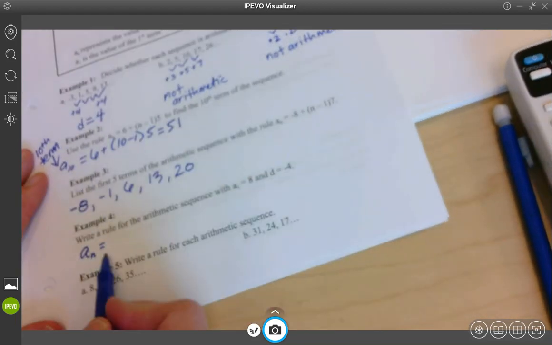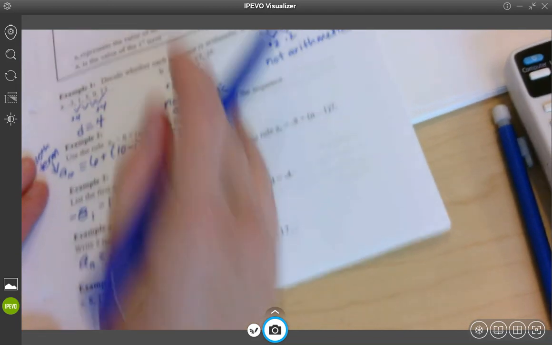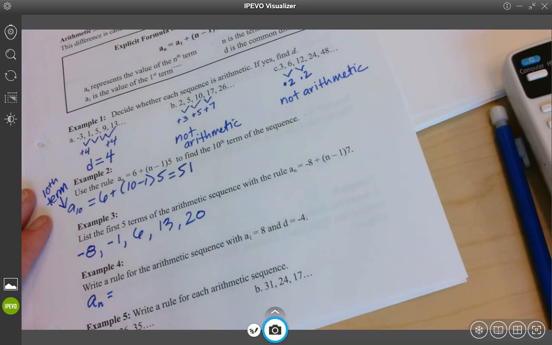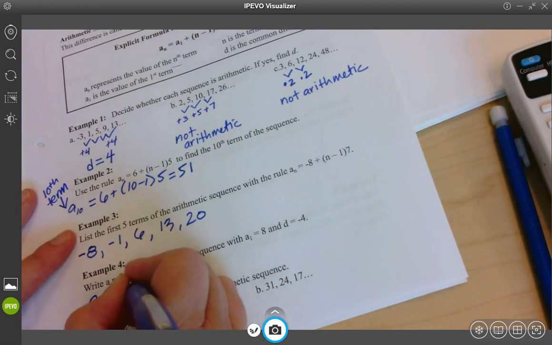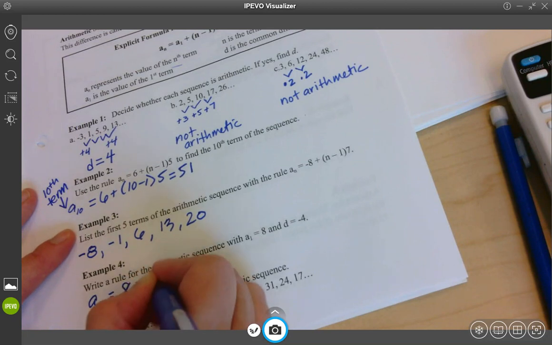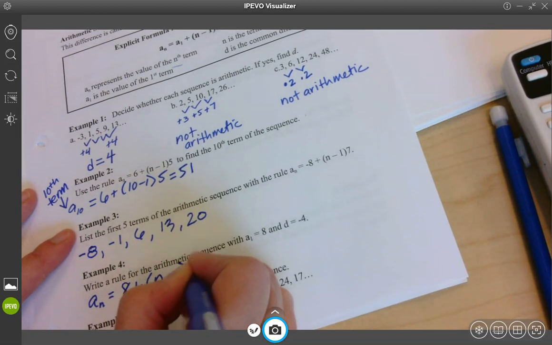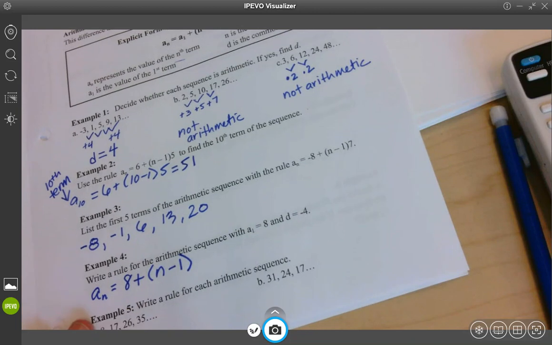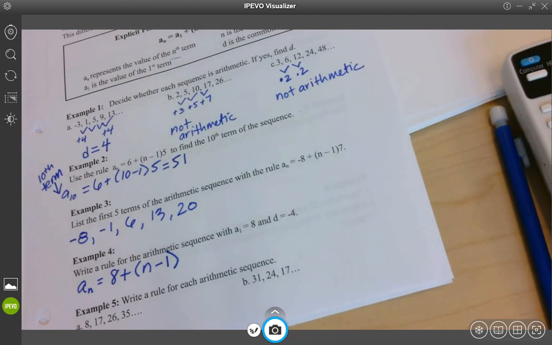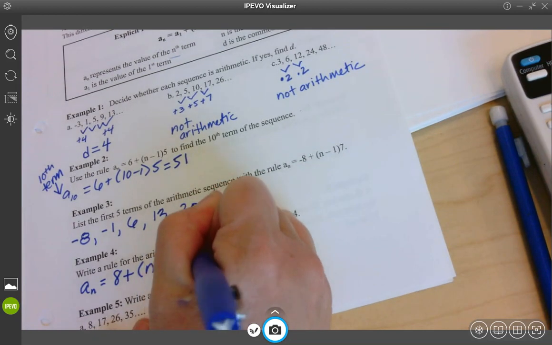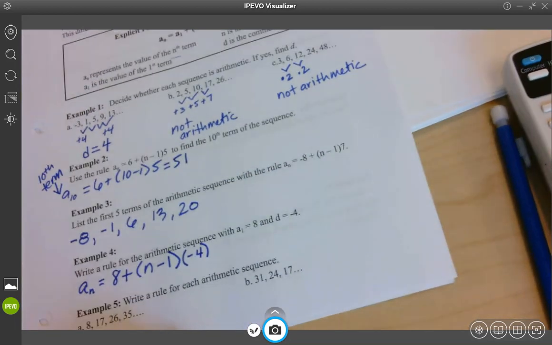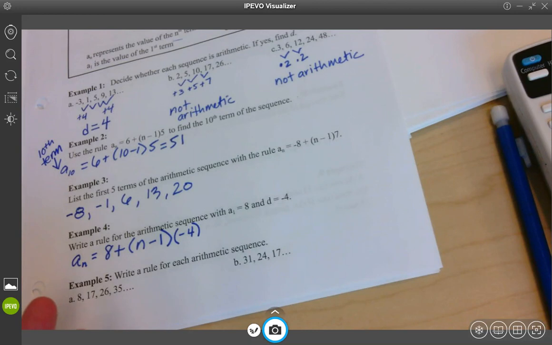So a sub n equals, what number do I put for a sub 1? 8, good. Plus, n is a variable. N minus 1 times d. How much is my d? -4. So I usually write times (-4) like this, because if I just put a -4 after it, it would look like subtraction and not multiplication. Okay?